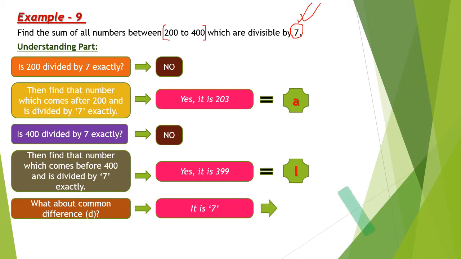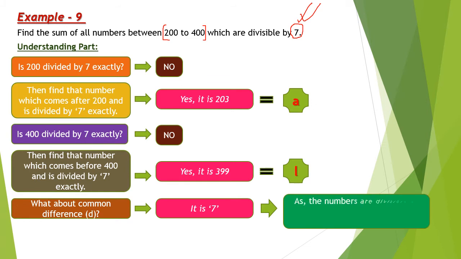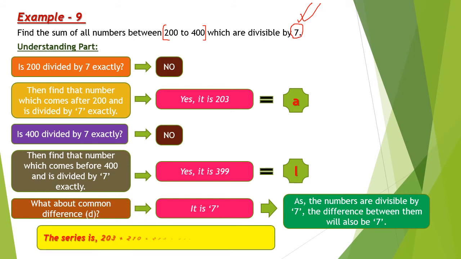There is an explanation for it. As the numbers are divisible by 7, the difference between them will also be 7. Isn't it? You can see it in the multiplication table also. Now the series will look like 203, 210, 217, 224, and the last term will be 399. So this is the understanding part. I think you have understood it. So let's move to the solution part.